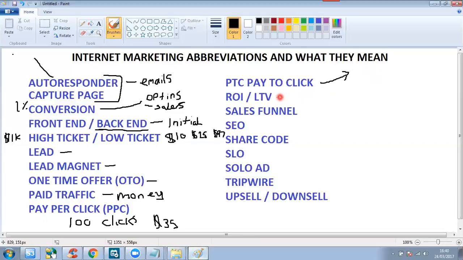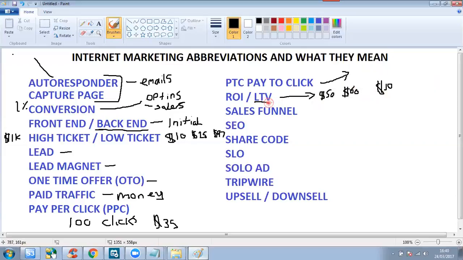Now, ROI, LTV. ROI is your return on your investment. So let's say you purchase $50 worth of advertising and you get $60 back in profits, then your ROI is $10. So that's basically your profit. Sometimes it can be expressed as a percentage. For instance, you might have spent $25 on advertisement and you got $30 back, well, that would be a 20% ROI or 120% ROI. So you might see it worded like that as well.